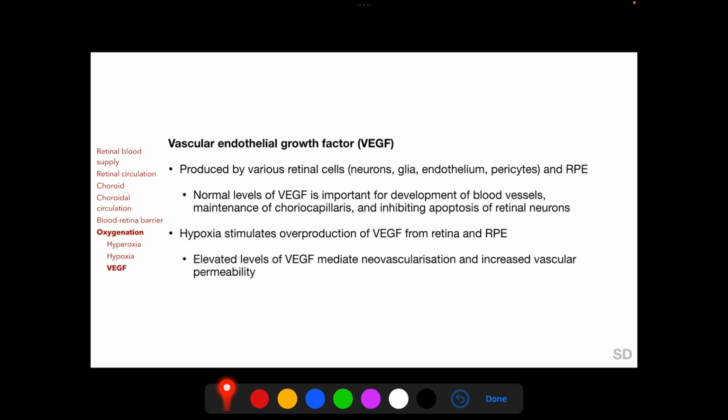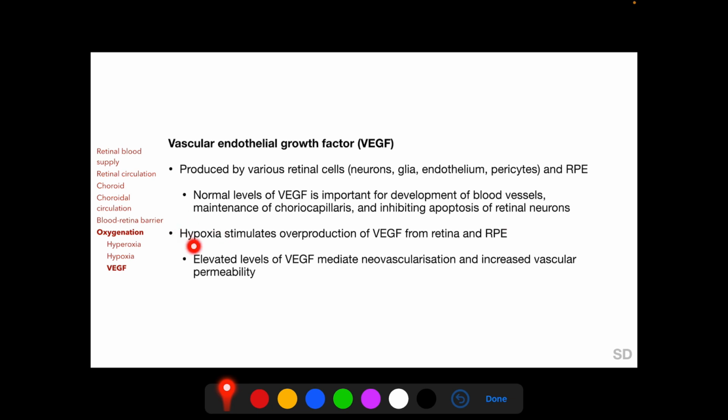Vascular endothelial growth factor, or VEGF, is produced by various retinal cells such as neurons, glia, endothelium, and pericytes, as well as retinal pigment epithelium. Normal levels of VEGF are important for development of blood vessels, maintenance of choriocapillaries, and inhibiting apoptosis of retinal neurons.